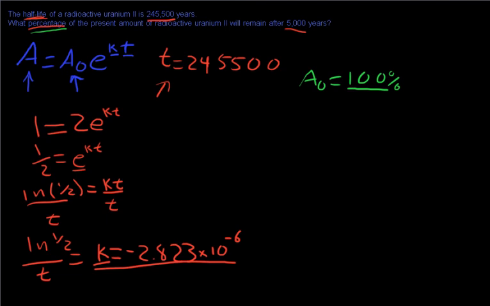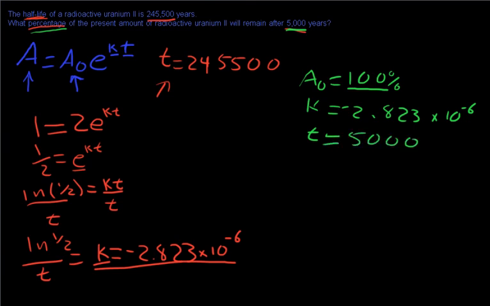Alright, and go back over here. So we have A0, k, we know k. K is negative 2.823 times 10 to the negative 6th. Alright, and t is right here. T is 5,000 years because it wants to know what percent of the radioactive material we have after 5,000 years. So t will be equal to 5,000.